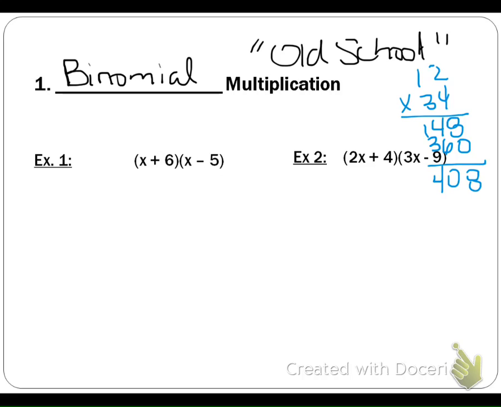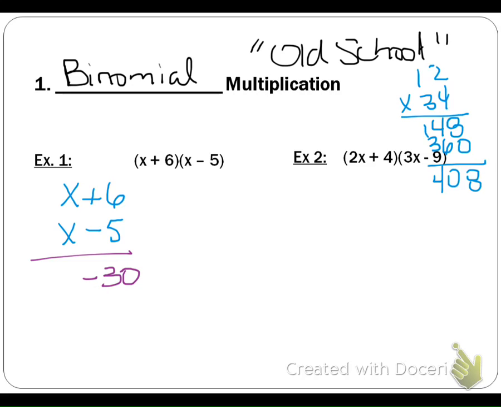We're going to take our 2-term expression, or our binomials, and write them one on top of another. So I'm going to write x plus 6 over x minus 5. And you're going to treat each term like it's a digit in the old school method. For example, let me change my pen color so you can clearly see what I'm doing. I'll start with the first term of negative 5. And I'll multiply it to my first term on top, the positive 6. Negative 5 times positive 6 is negative 30.